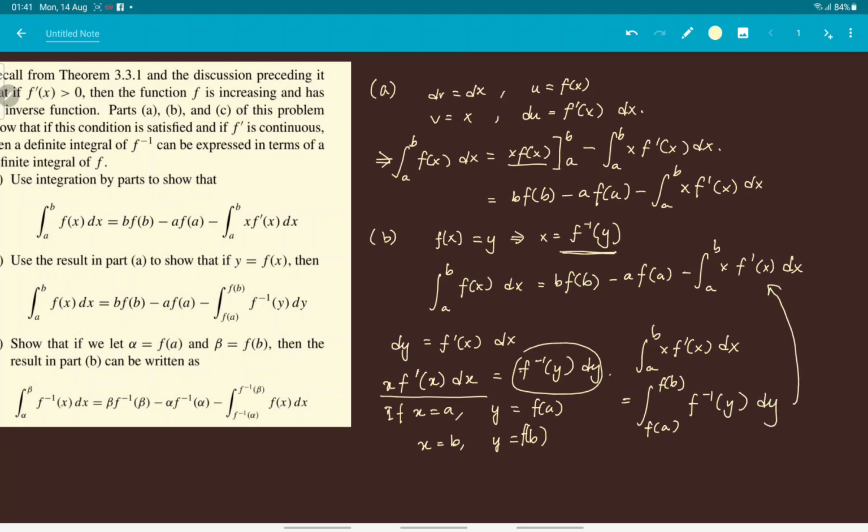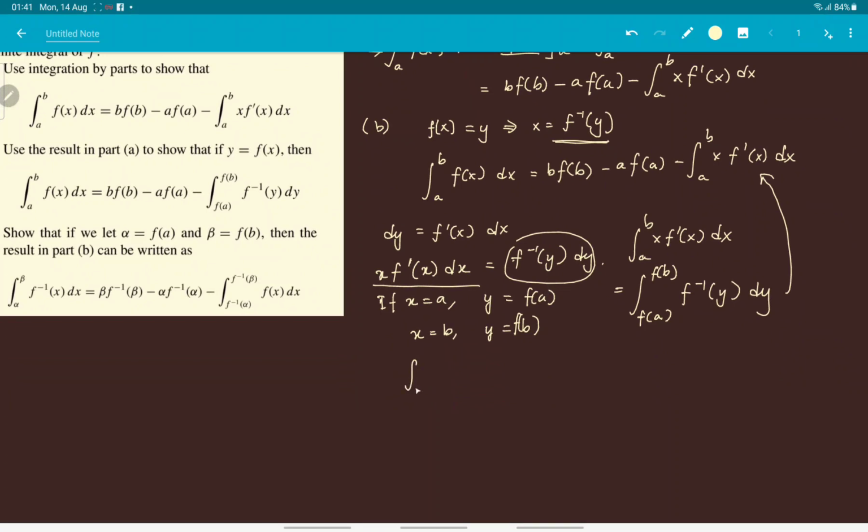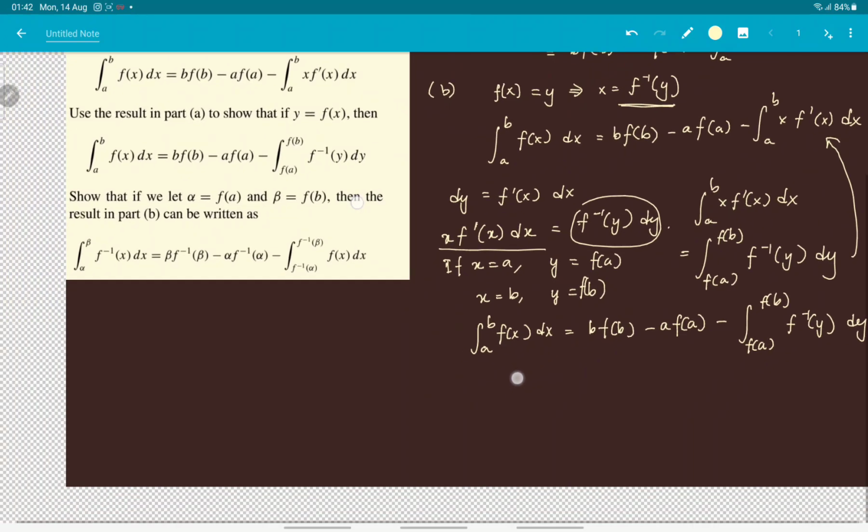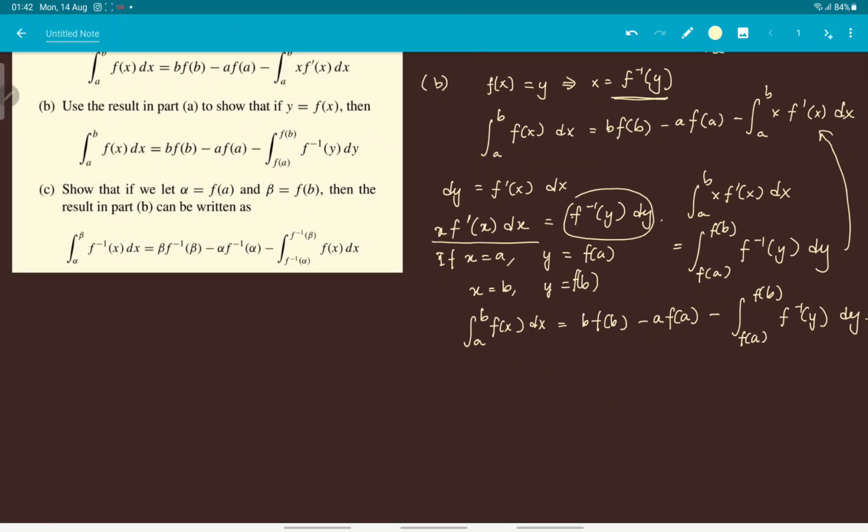So we substitute this into this equation and we get the integral of f from a to b with respect to x equals b f(b) minus a f(a) minus the integral from f(a) to f(b) of the inverse of f(y) dy. So we have shown the equation of part B. Now we are going to show part C.